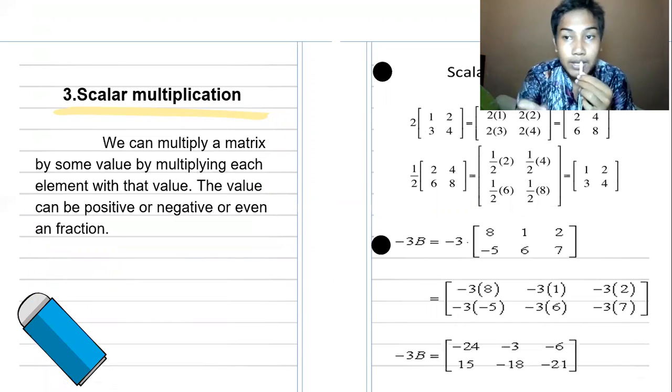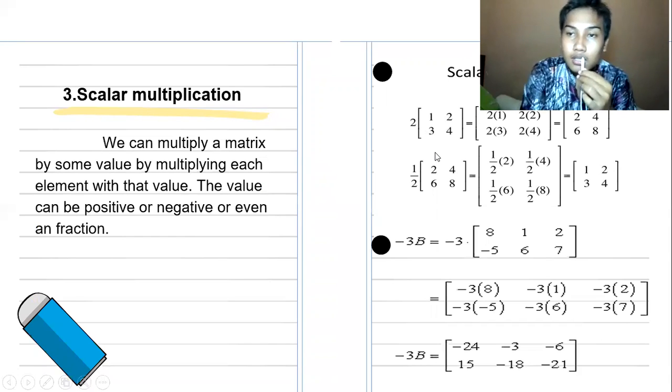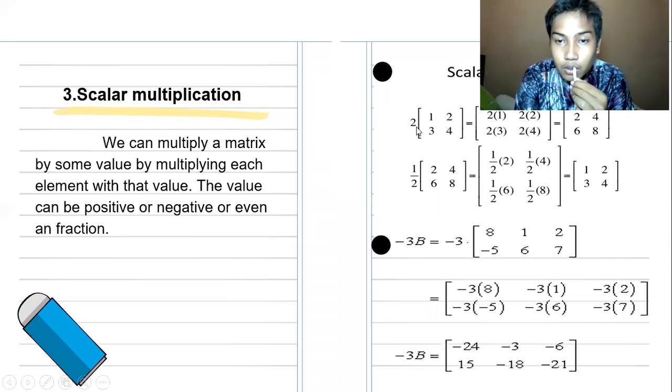And then third, we have scalar multiplication. We can multiply a matrix by some value by multiplying each element with that value. The value can be positive or negative or even a fraction. As you can see in this question, we have 2 times the matrix. This is the value and this is the matrix.